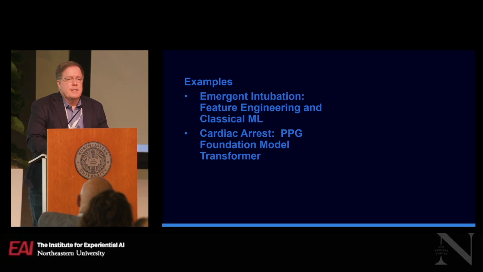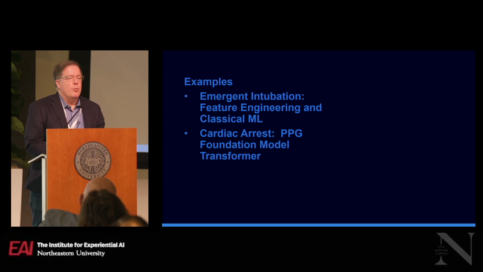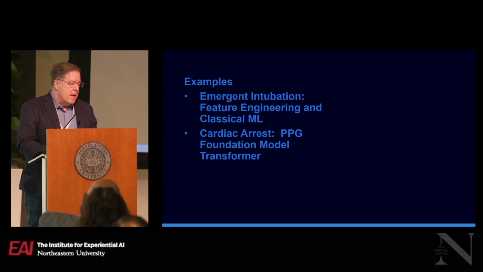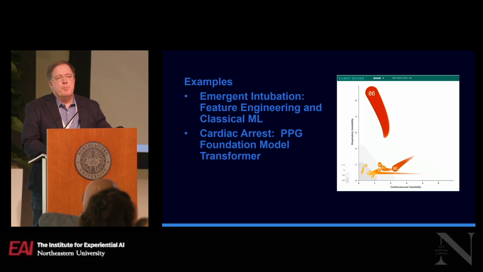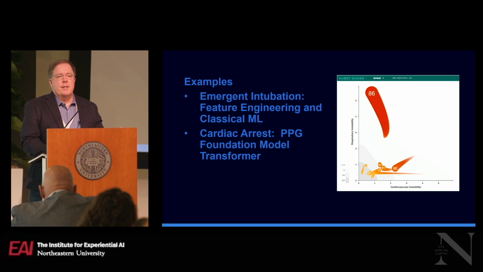So I've got a couple different examples I want to show you, and they span a wide range of types of machine learning models. The first is a prediction of emergent intubation, and it's based on feature engineering and classical machine learning. And I chose this because this model has been deployed as part of an application, and it's an application called Comet that is part of Nihon Kohden's risk prediction system. The emergent intubation model is actually the y-axis on this interface.